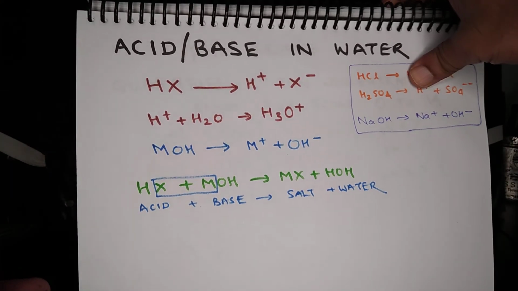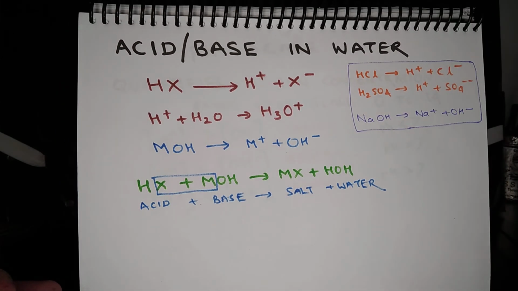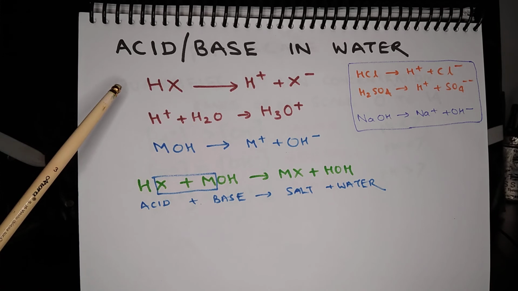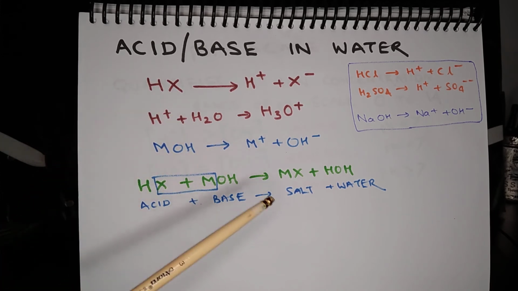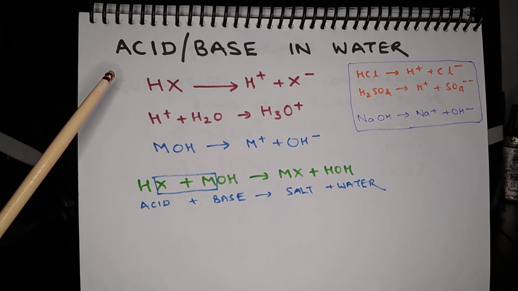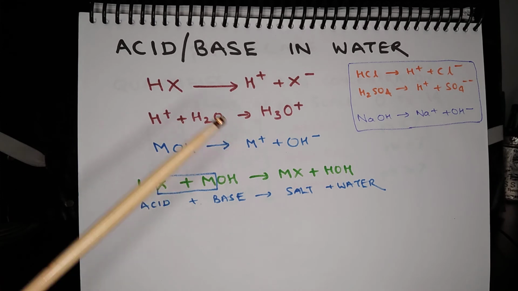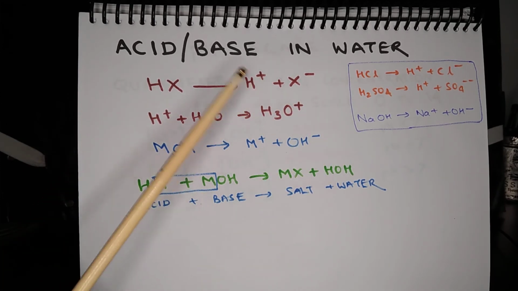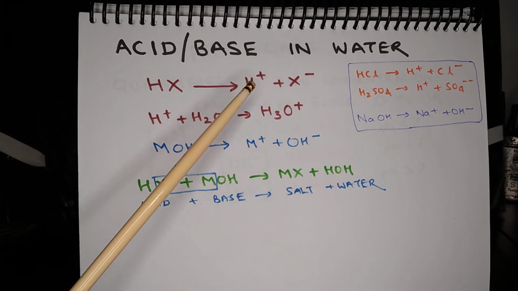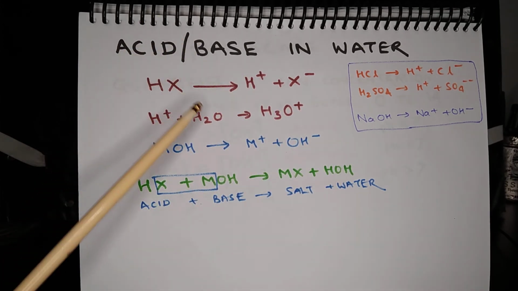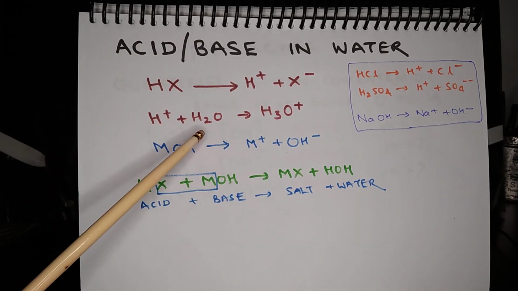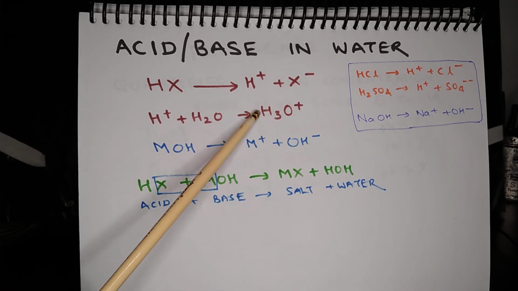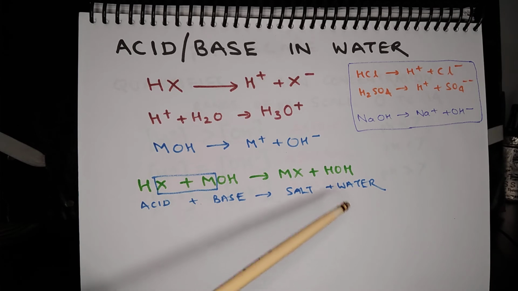What happens when an acid or base is dissolved in water, or how do acids and bases behave in aqueous solution? When an acid is dissolved in water, it gives hydrogen ion, that is H plus ion. Now this hydrogen ion is not stable, so it combines with one molecule of water, that is H2O, to form H3O plus ion, and this is called hydronium ion.